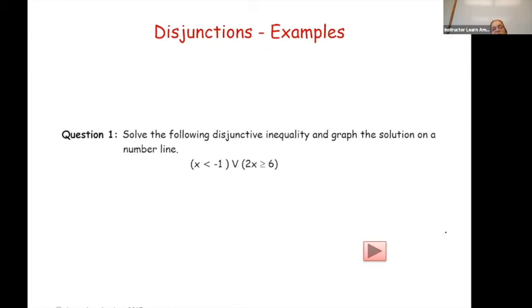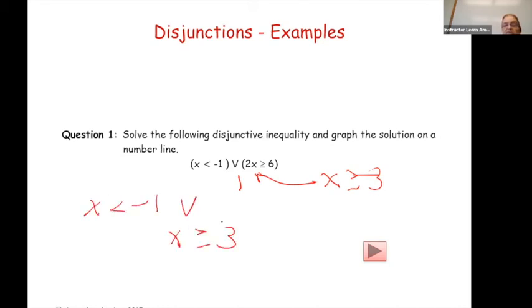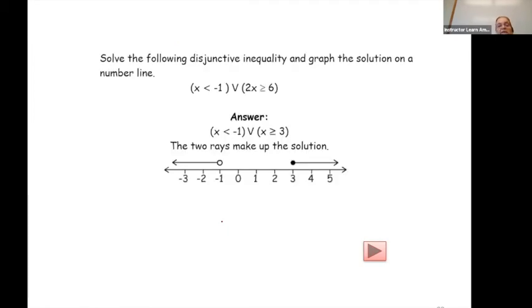Okay, so using some examples of disjunctions now. Remember, disjunctions are the inequality statements which involve or statements. We have x is less than -1 or 2x is greater than or equal to 6. We would want to simplify this. If 2x is greater than or equal to 6, it means that x is greater than or equal to 3. So we're really dealing with a situation where x is less than -1 or x is greater than or equal to 3.